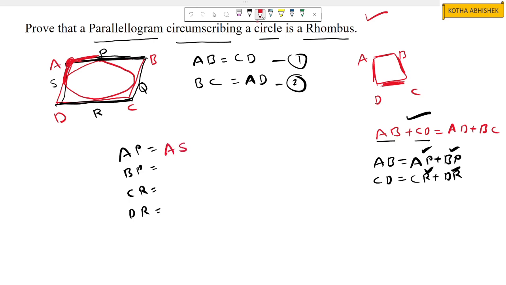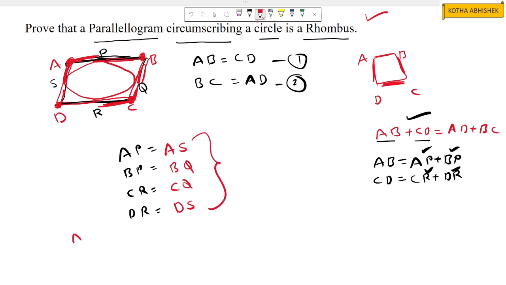The same way here, B is a point outside the circle, and BP is a tangent and BQ is another tangent. So BP equals BQ. The same way, C is a point outside, so CR equals CQ. Next, DR, right? D is a point outside the circle. So DR is a tangent, DS is a tangent. Both are equal to each other. So DR equals DS. Now these four equations you need to add.